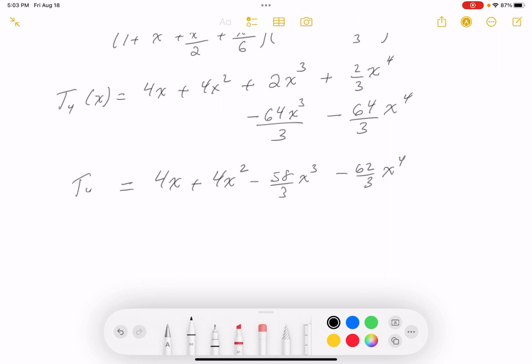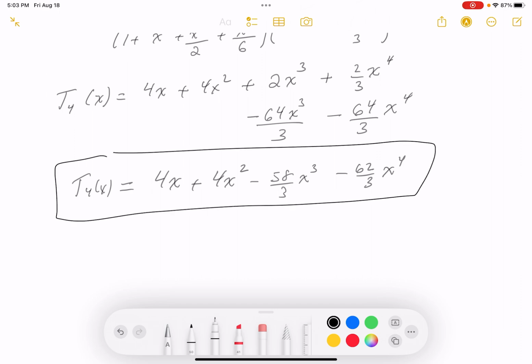And this is what we're looking for, a 4th degree polynomial approximation of the function we were just given. And what are we going to do over here? I really mean this. Look at the answer key. And if you're not getting the same answer, there's got to be something wrong somewhere. But I'm seeing 4x. I'm seeing 4x squared. I'm seeing minus 58/3 of an x cubed. And I'm seeing minus 62/3 of an x to the 4th. And that does go on, but they want the 4th degree polynomial.